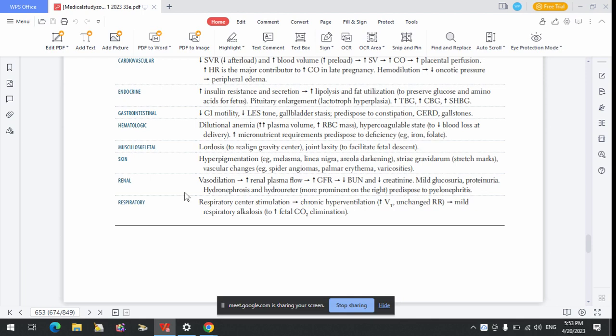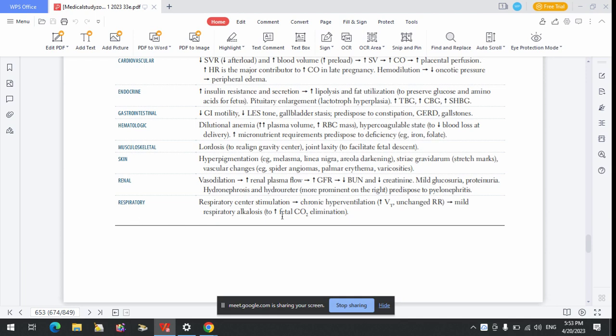Why did you say it's more on the right? Why do you say the compression is more on the right? The uterus is rotated to the right more in pregnant women. So it compresses on the right ureter and brings about hydroureter and hydronephrosis. So that is it.